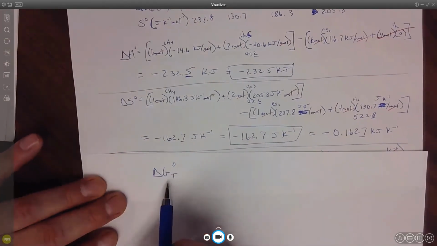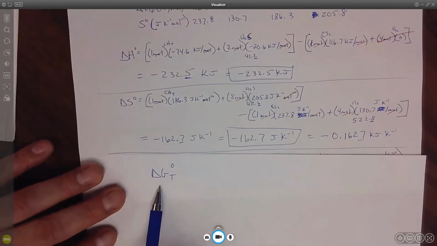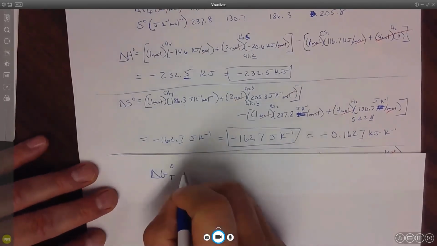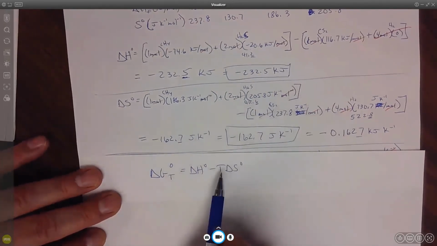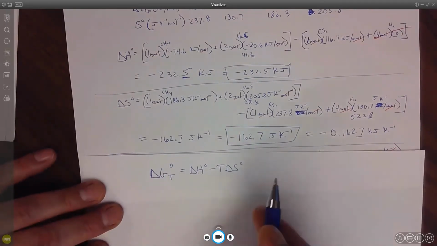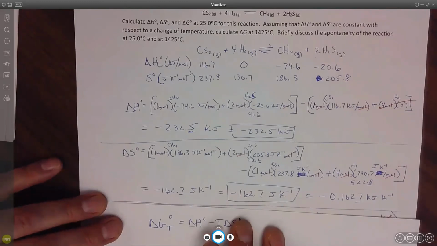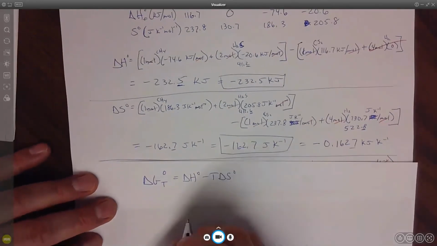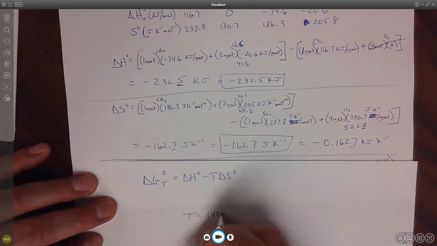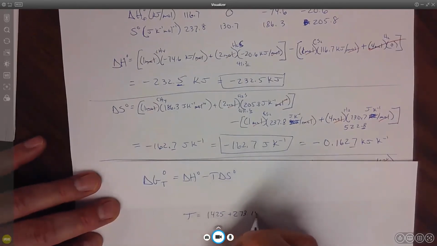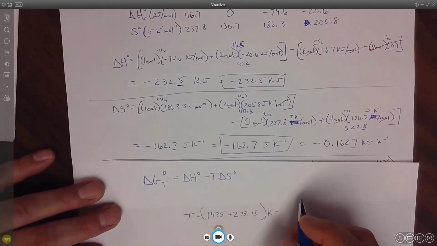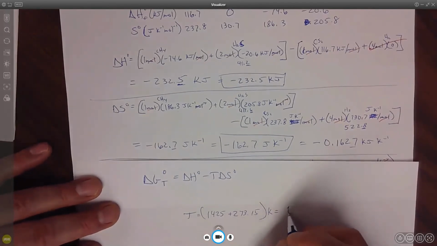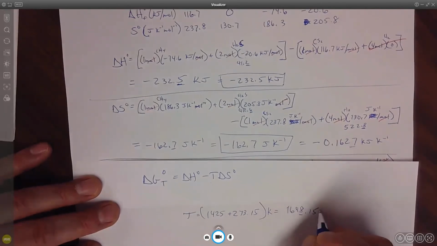And this is important because by writing that, you're saying that there's some uncertainty in this number. And again, that of course is just del H minus T del S, except this time this is a non-standard temperature. We're doing this at 1,425 degrees Celsius. So 1,425 degrees Celsius plus 273.15 will give us the temperature in Kelvin. And that is going to be 1,698 Kelvin.